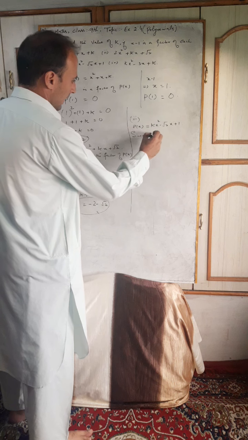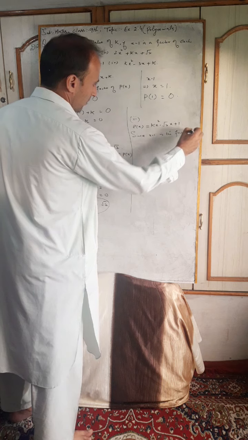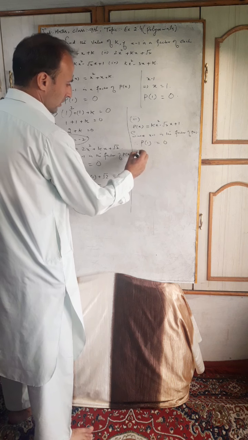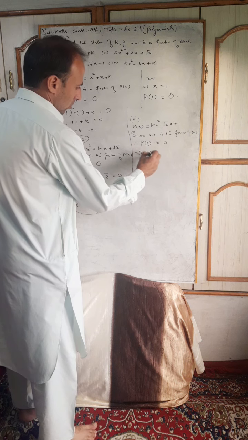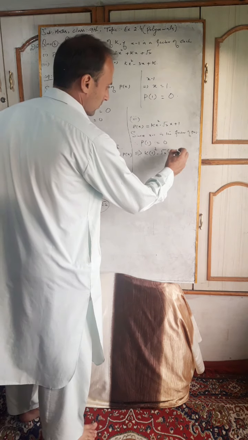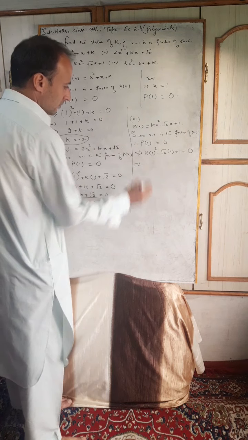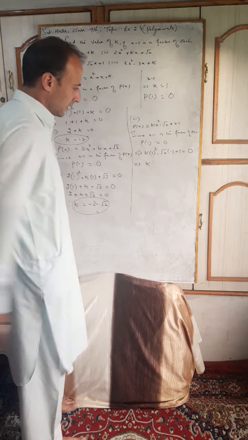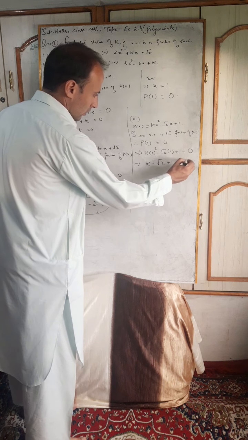Since x minus 1 is the factor of p of x, therefore p of 1 should be equal to 0, which implies k into 1 square minus root 2 into 1 plus 1 is equal to 0, implying k into 1 square is 1, it is k, minus root 2 into 1 is root 2, plus 1 is equal to 0.